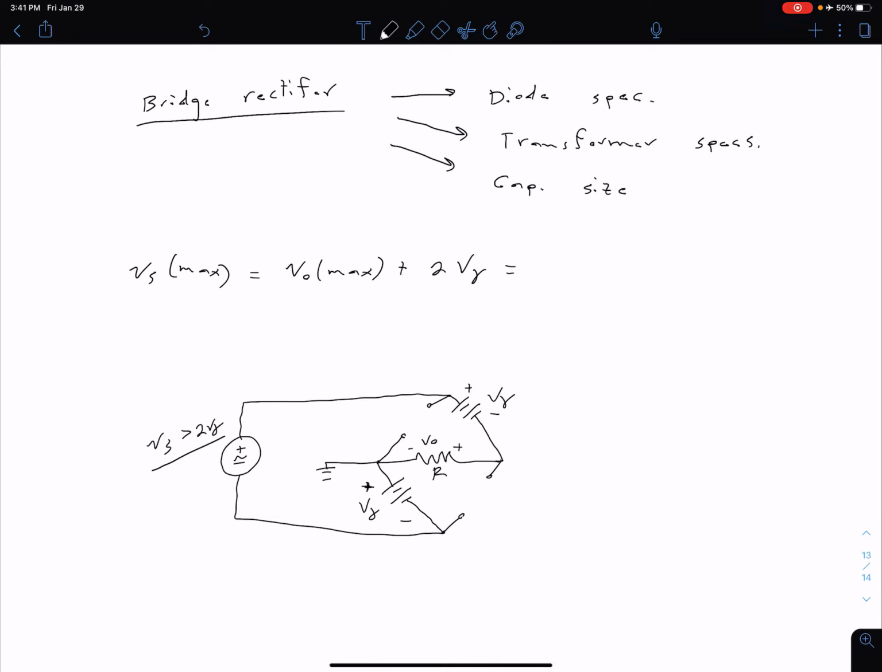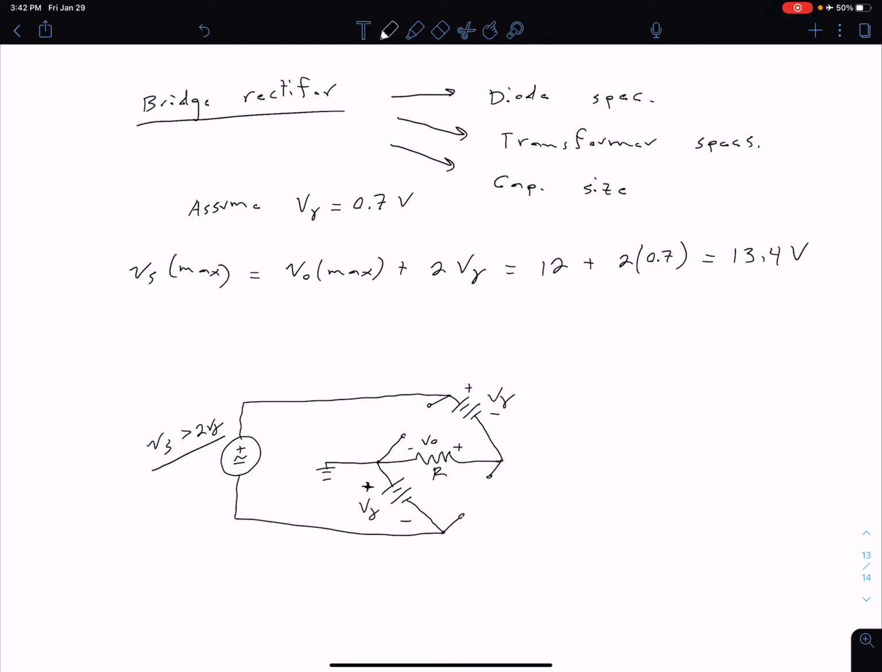Plugging in values, for this case we have a nominal output voltage of 12, that's our maximum voltage, plus 2 times our V gamma. We weren't given a V gamma, so let's just assume a typical value. It's always good to state our assumptions. Let's assume V gamma is 0.7, a typical value for silicon p-n junction diodes. So 2 times the 0.7 for our V gamma, and we get 13.4 volts. Basically we want 13.4 volts on our secondary side.